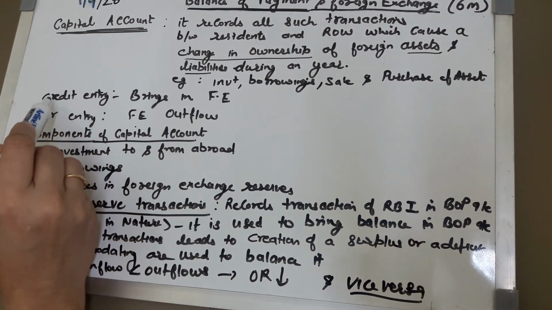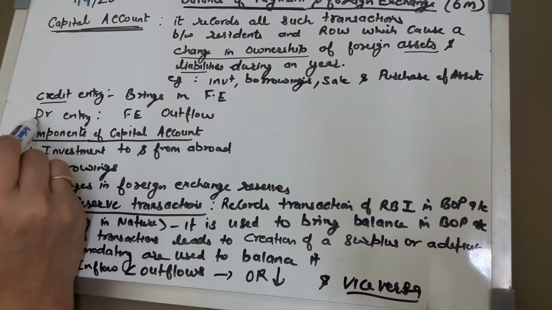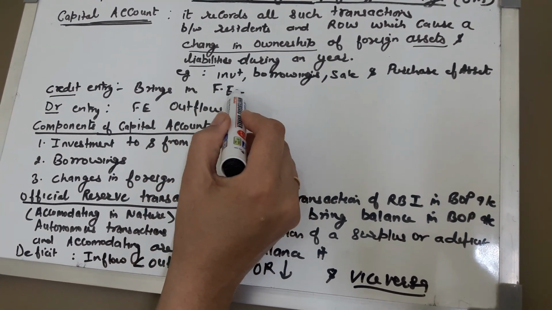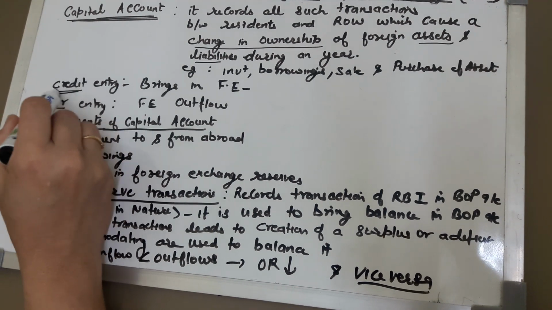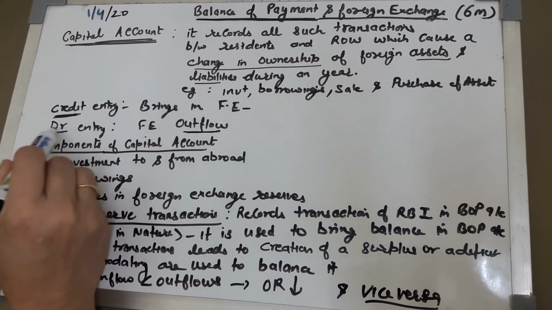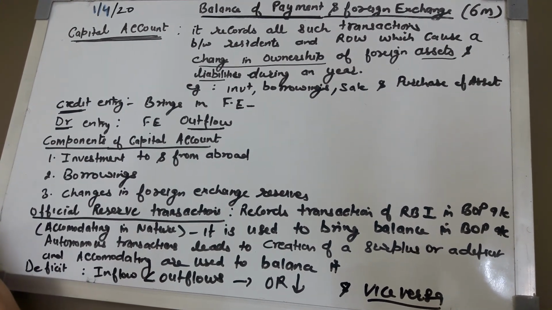However, the rule for recording it as credit and debit remains the same. Anything which brings in foreign exchange will be recorded as a credit entry, and anything which leads to outflow of foreign exchange will be recorded as a debit entry.